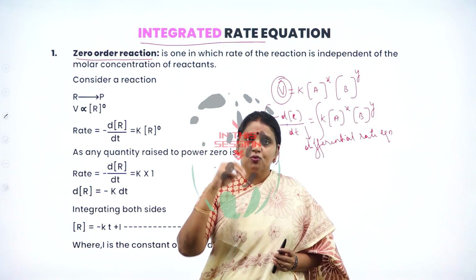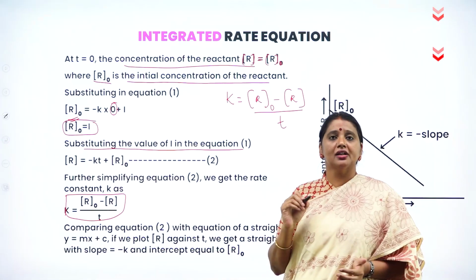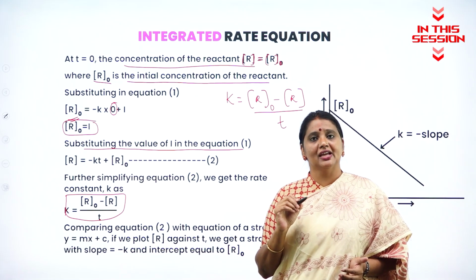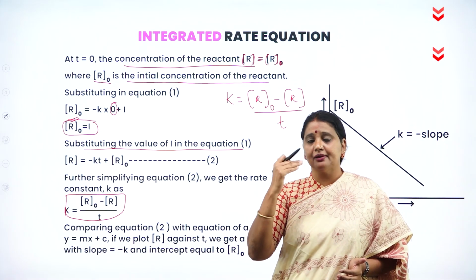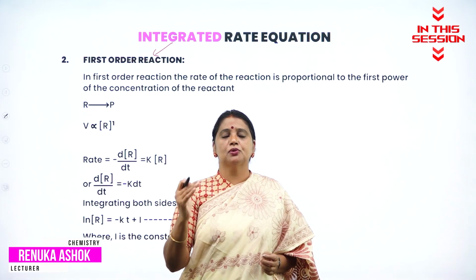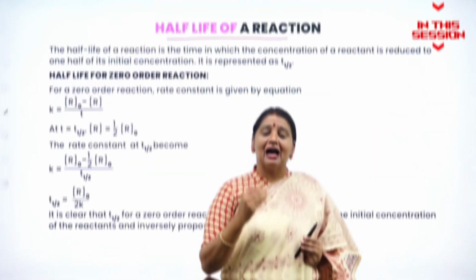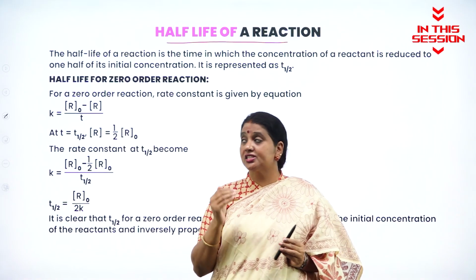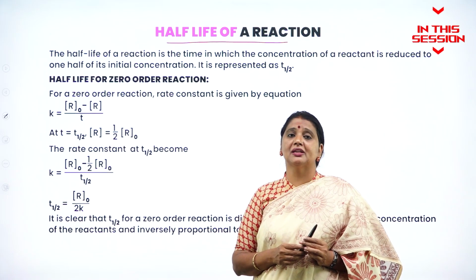Integrated rate equations are obtained by integrating differential rate equation. R0 is the initial concentration of the reactant, R is the molar concentration of the reactant after time t. First order reactions are those whose velocity is directly proportional to first power of the molar concentration of the reactant. Half-life period of a chemical reaction is defined as the time taken to complete half of the chemical reaction.